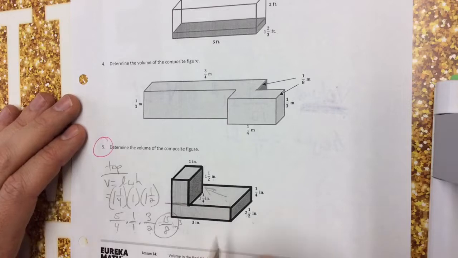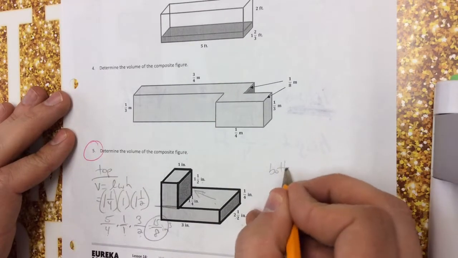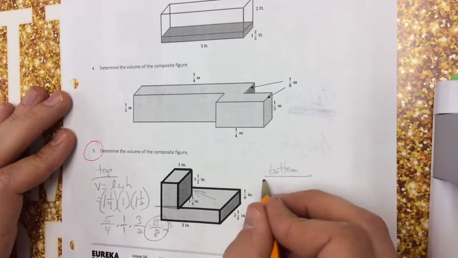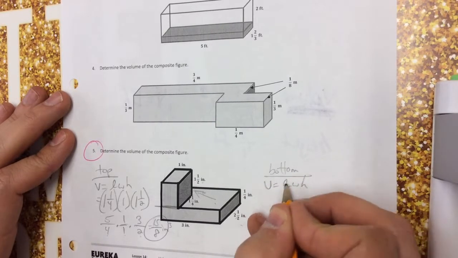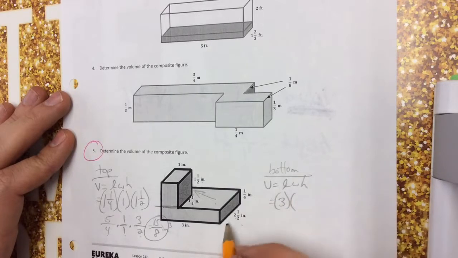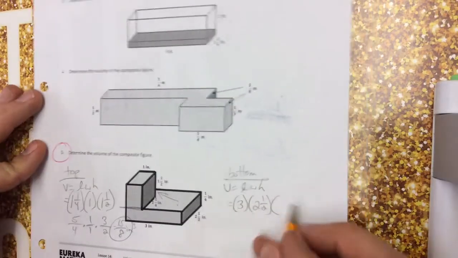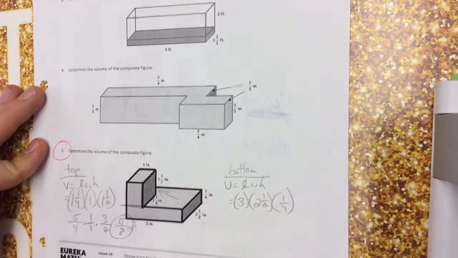And let's find the bottom part. So the whole length of that bottom part is 3. So the bottom, okay, volume equals length, width, and height again, of course. Length is 3. The width is 2 1/2. And the height is 1/4 of an inch. A little smaller this time.